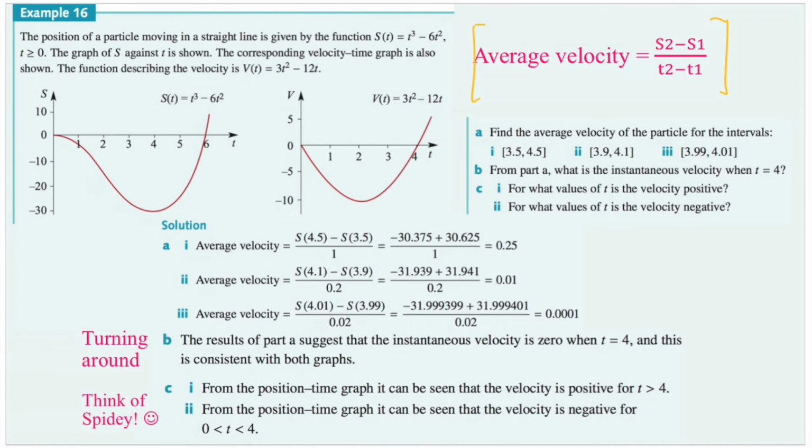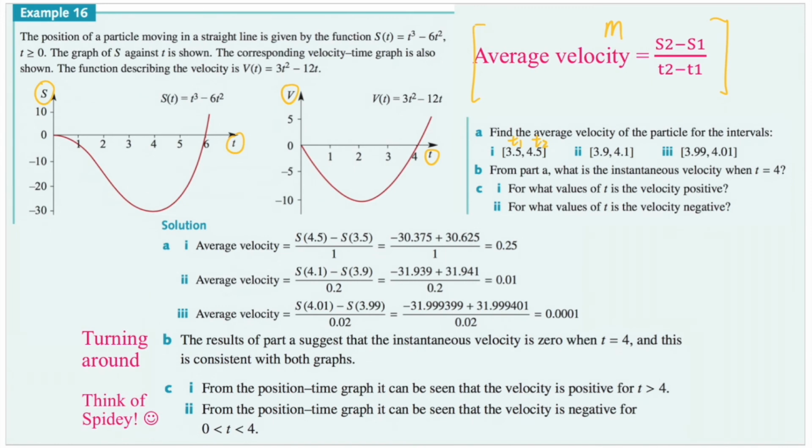Just a recap, average velocity is equal to s2 minus s1 over t2 minus t1. Okay, so it's essentially the gradient. The first graph is time versus position. The second graph is time versus velocity. So make sure you know which is which. Question A says find the average velocity of the particle for the intervals.